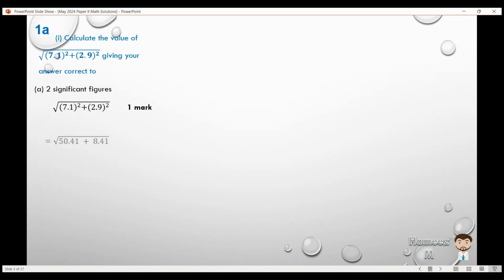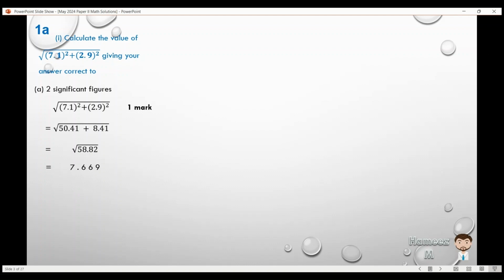And we can use our calculators. 7.1, if we square that, we're going to get 50.41. And if we square 2.9, it's going to give us 8.41. We can now do the summation, add the 2 numbers inside there, and we're going to get the square root of 58.82. And using our calculators, that will give us 7.669, etc.